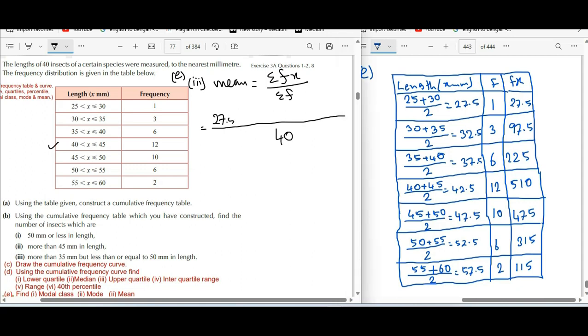So 27.5 plus 97.5 plus 225. Like this you need to put all the values, and after adding all the values we will get 1765. So if you divide 1765 with 40, you will have 44.125, which is approximately equals to 44. This is your mean.